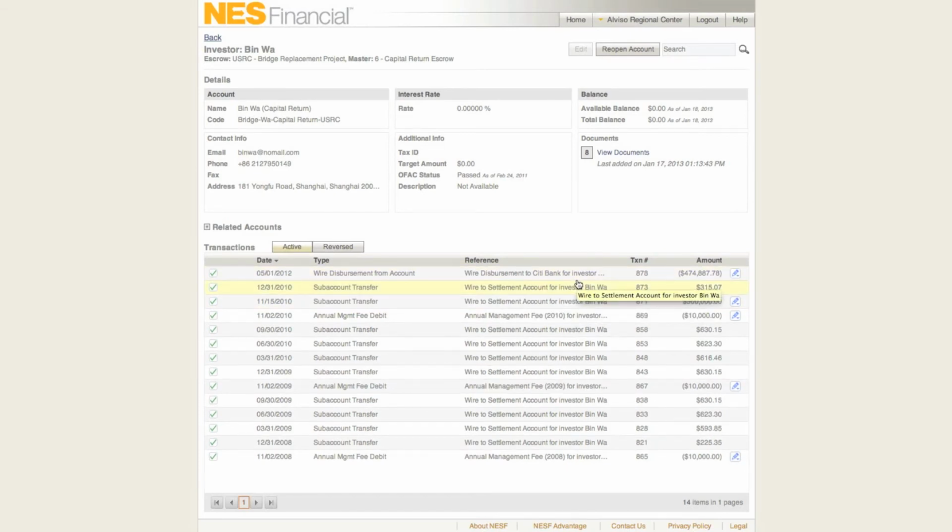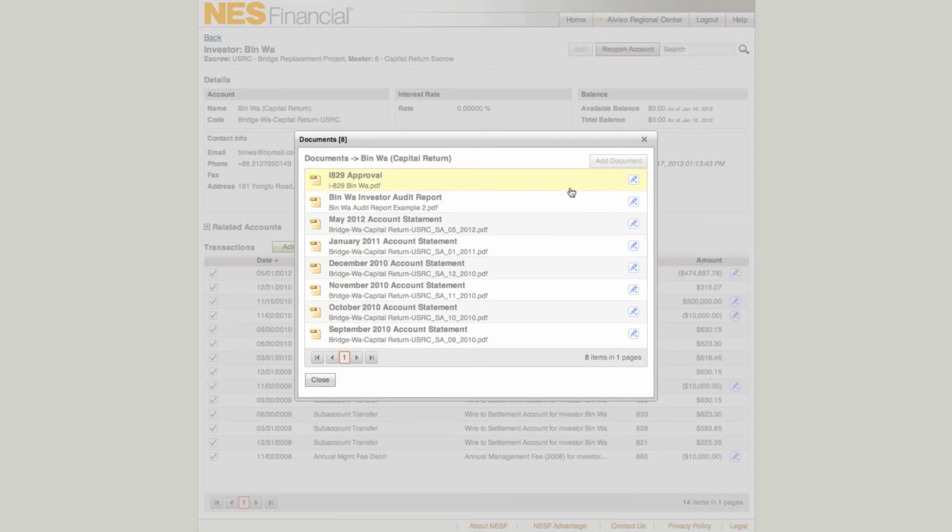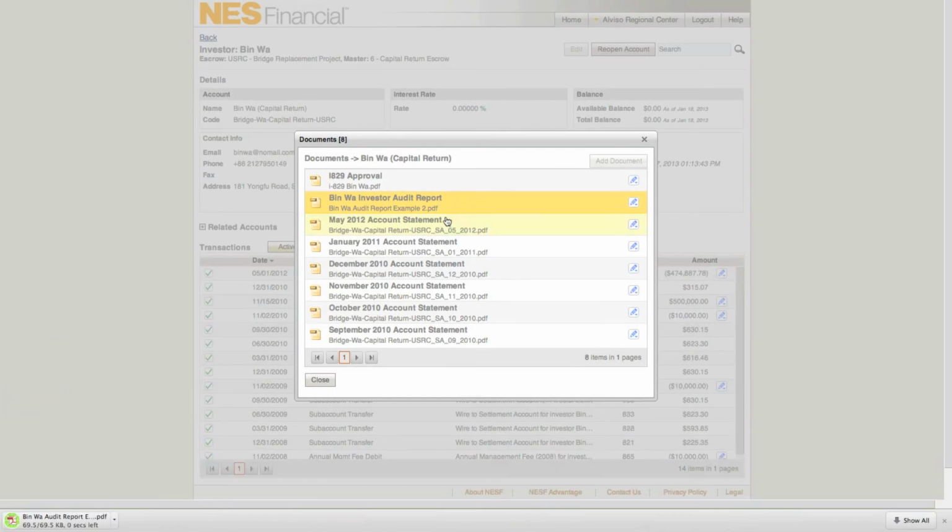And then when his I-829 is complete, the funds are distributed back to our investor Benoit. Now the funds transferred back are the $500,000 less any annual management fees and adding back in any interest collected on the account. Now when we close this account, we're including the I-829 approval as well as generating a new audit report for the investor Benoit. Let's go ahead and take a look at that audit report.